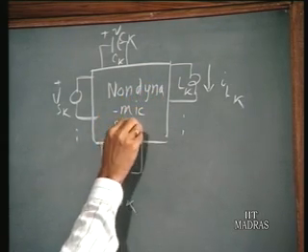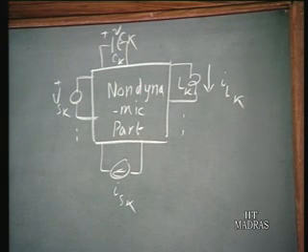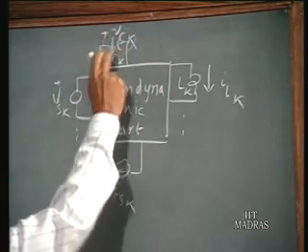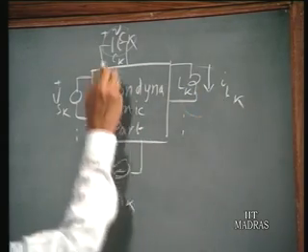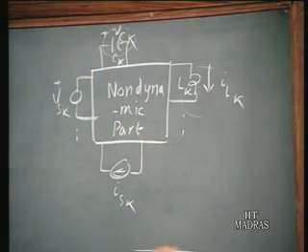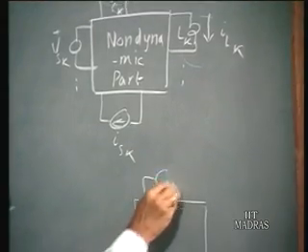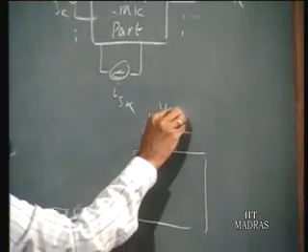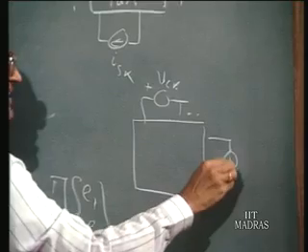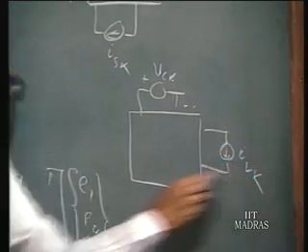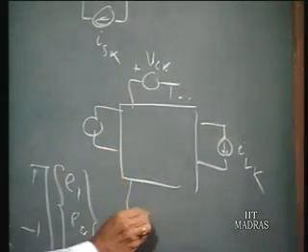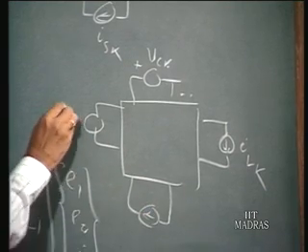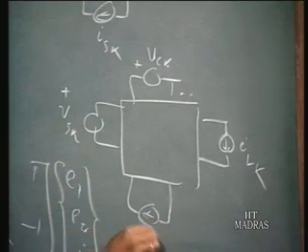Non-dynamic part. It may be a purely resistive network, or it may also have dependent sources which are non-dynamic in character. So what we are trying to do is replace the capacitors and inductors by voltage sources and current sources. So you replace the capacitor by a voltage source VCK, and the inductor is replaced by a current source ILK, and the others are as before. This is VSK, this is ISK.